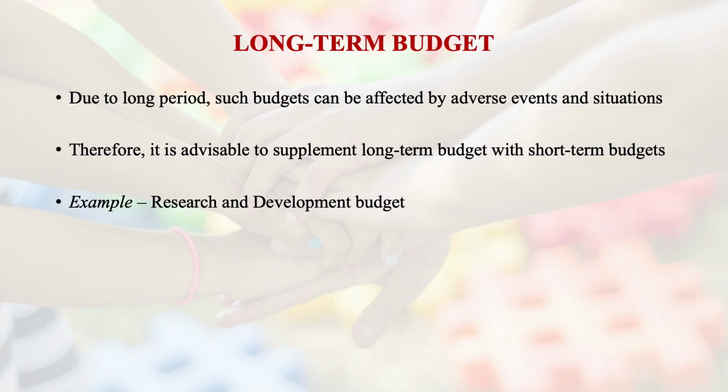When we are preparing a certain kind of budget, it is important to combine the long-term budget with short-term budgets, so that whatever discrepancies arise in the long-term budget can be curbed through the short-term budget. For example, the research and development budget. A very good example is the vaccine being developed for COVID-19, which involves a research and development budget. Since it is happening so fast, it has a long-term budget and also a short-term budget.